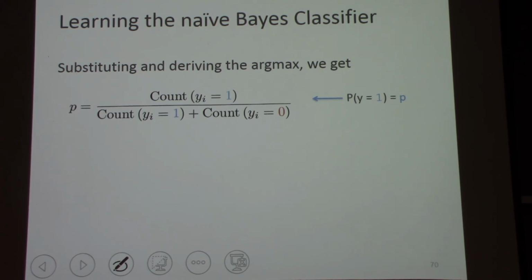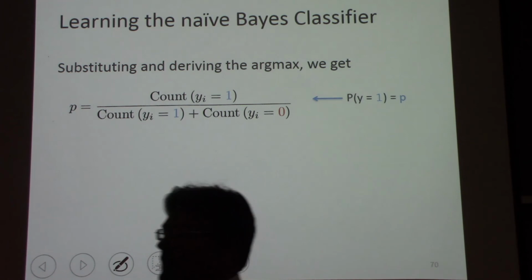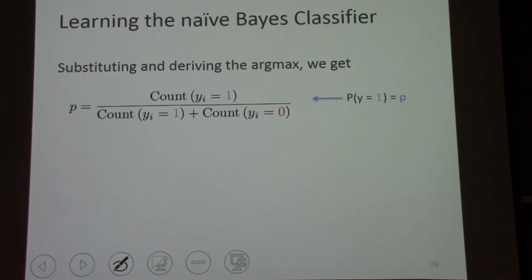It simply says the prior probability that the label is 1 is: go over your data set, count how many times the label is 1. That's the numerator. The denominator is count how many times it's 1 or 0, just the number of examples. So the prior probability that the label is 1 is simply the fraction of times that the label is 1.